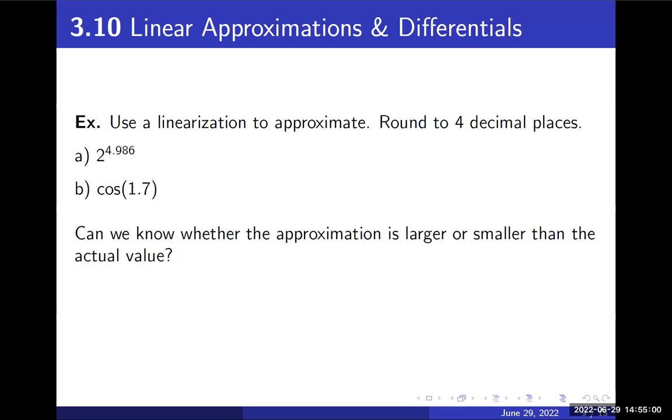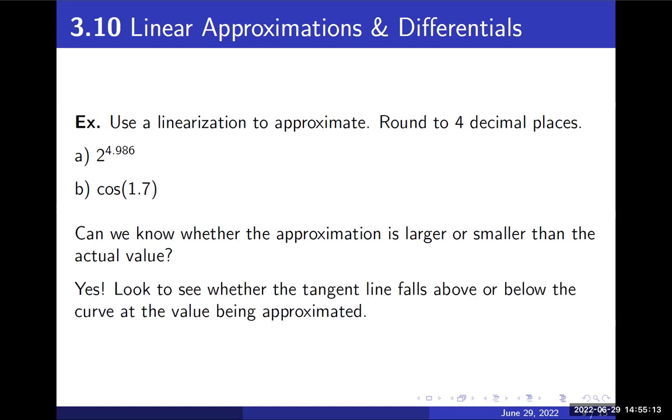Is that something that we can know in our approximation, if we were a little too big or a little too small compared to the actual value? Yes, we can totally know this. It comes down to the graph. We look to see whether the tangent line that we used falls above or below the curve at the value that's being approximated.